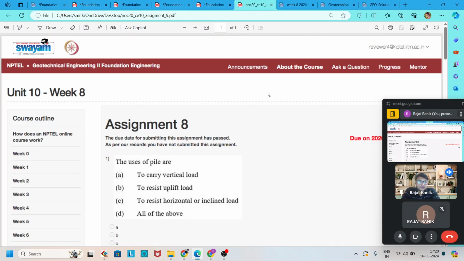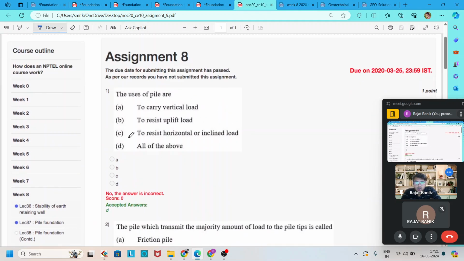First, go to the assignment problem of 2022, sorry, 20. The first question is about the uses of piles. We know that piles have different functions: end bearing, skin friction, use as an uplift pile, and also use as a laterally loaded pile. The options are given here. It can be used to carry the vertical load. Yes, it is. Then it can be used to resist the uplift load. Yes, it is right. And also resist the horizontal or inclined load. Horizontal load in the form of a laterally loaded pile, inclined load in the form of a raker pile or anchor pile. So the correct option for this question is option D, all the above.